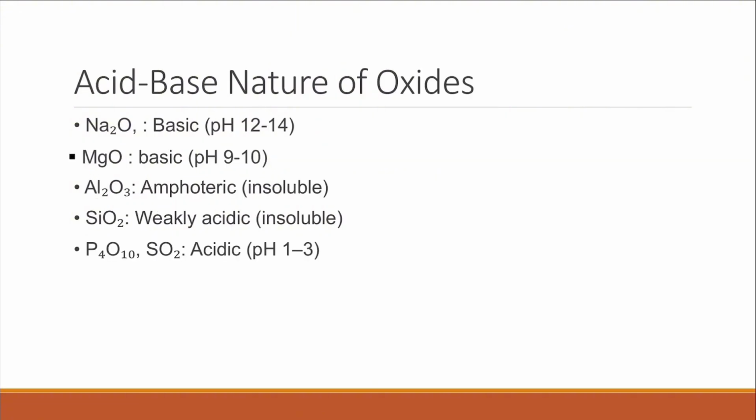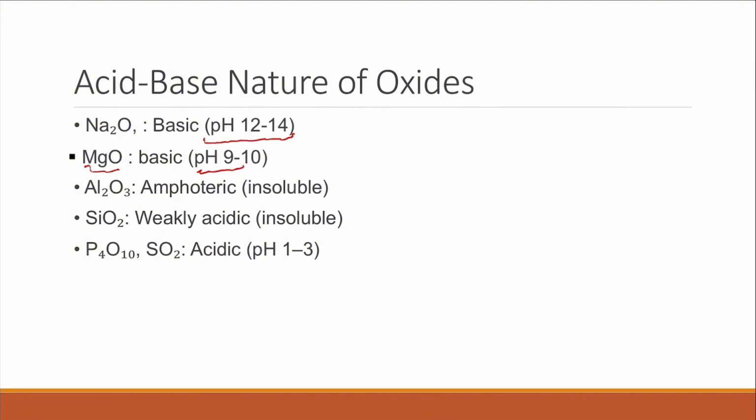Acid-base nature of the oxides. We know that the metal oxides are basic and the non-metal oxides are acidic. So sodium oxide is basic. When it dissolves in water, it will give a pH in the range between 12 and 14. Magnesium oxide is less basic when it dissolves. Magnesium hydroxide is not very soluble in water, as we know. So magnesium oxide, although it's basic, has a lower pH, between 9 and 10.